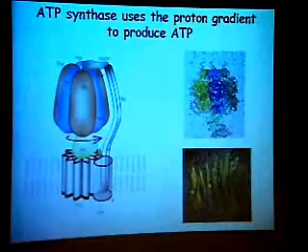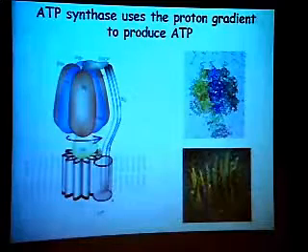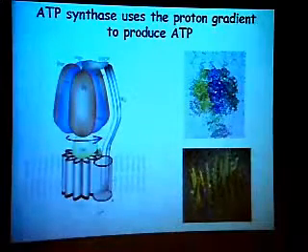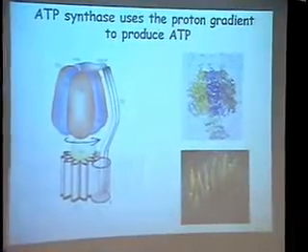So the proton gradient is very important for many cells, and you can kill the cell if you dissipate this proton gradient. So that's a very important feature and important for the energetics of many cells. Okay, so that was supposed to be my brief introduction.